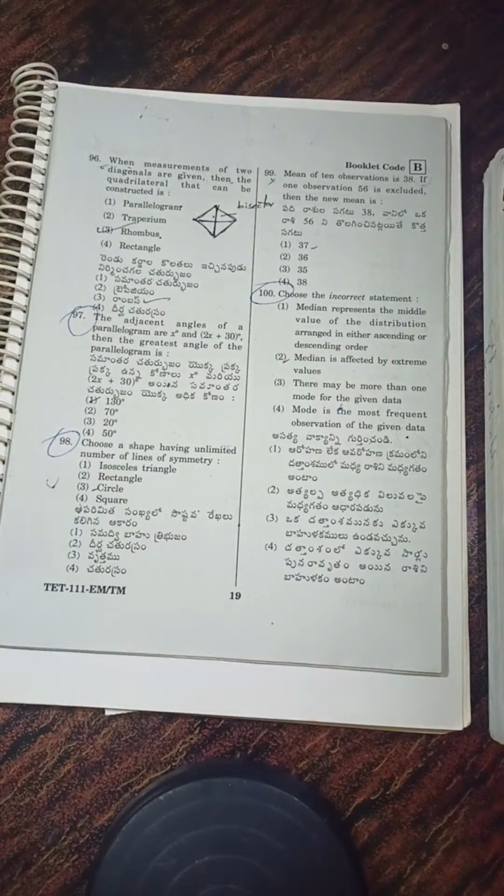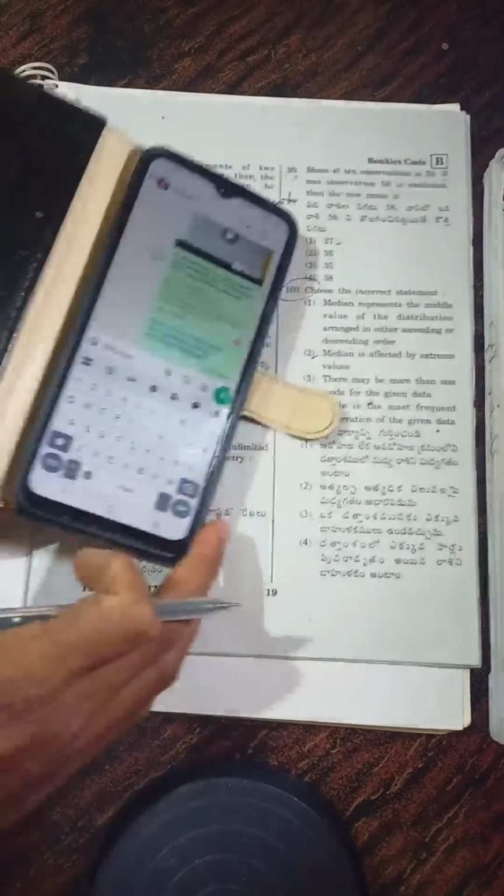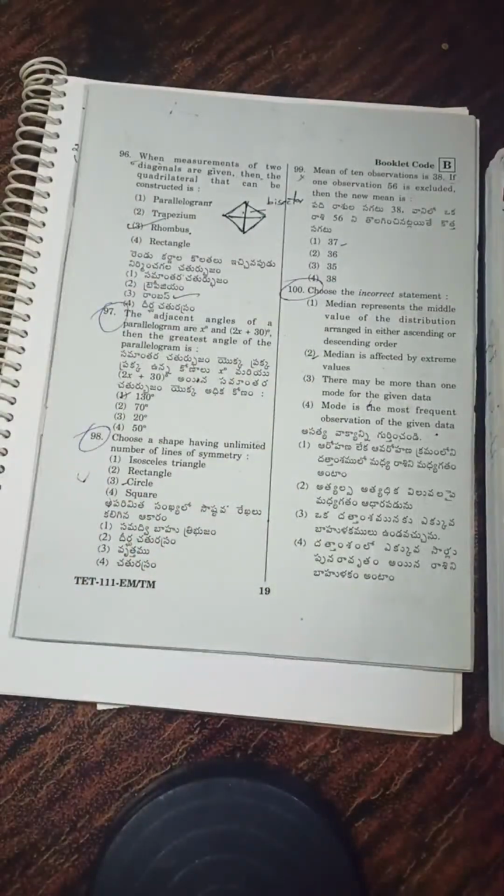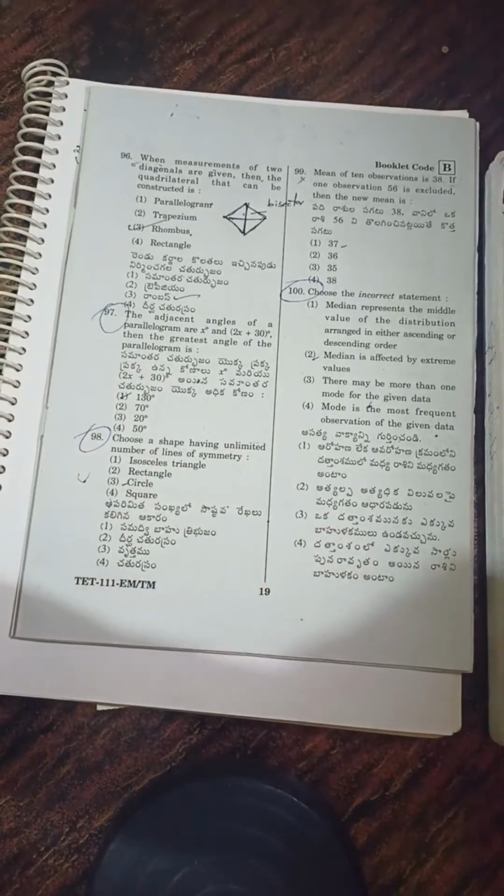Now see question number 97. What is question number 97? Yes. Now see the next question.